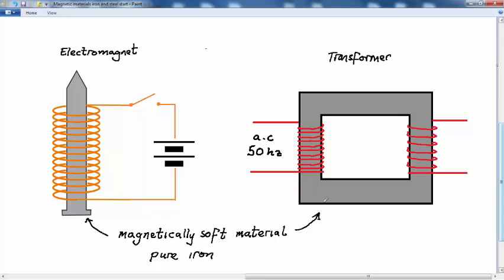So again, you can't make either the core of the transformer or of the electromagnet out of a magnetically hard material such as steel, because it will retain its magnetism. In fact, that will cause the core of the transformer to heat up. Okay, so the ideal material for the core of an electromagnet or a transformer is soft iron. Okay, a core made from pure iron and not from steel.